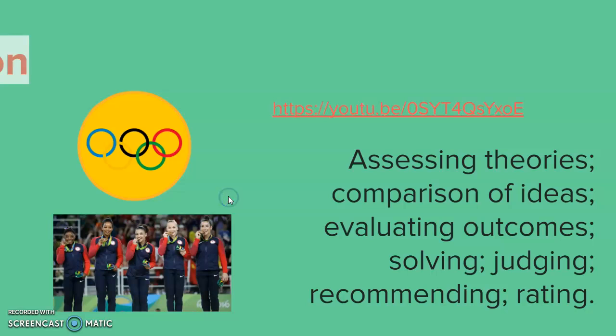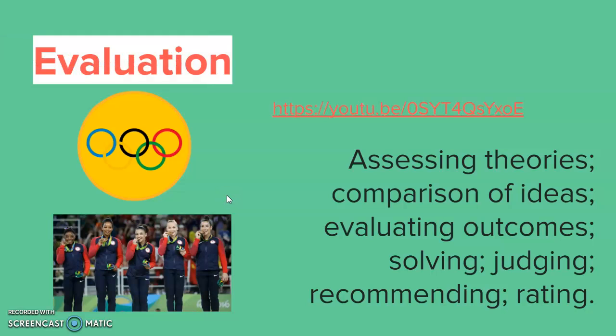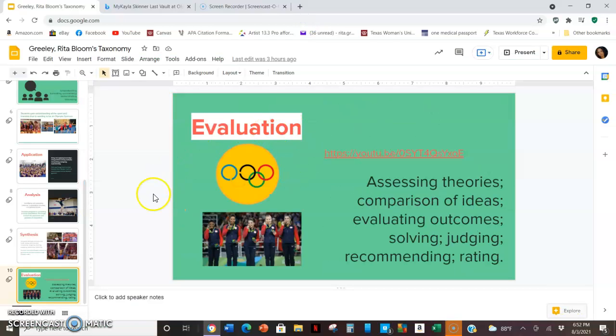And the final level of Bloom's taxonomy is evaluation. This is where assessing of theories takes place, comparison of ideas, evaluating outcomes, and solving and judging and recommending and scoring or rating.